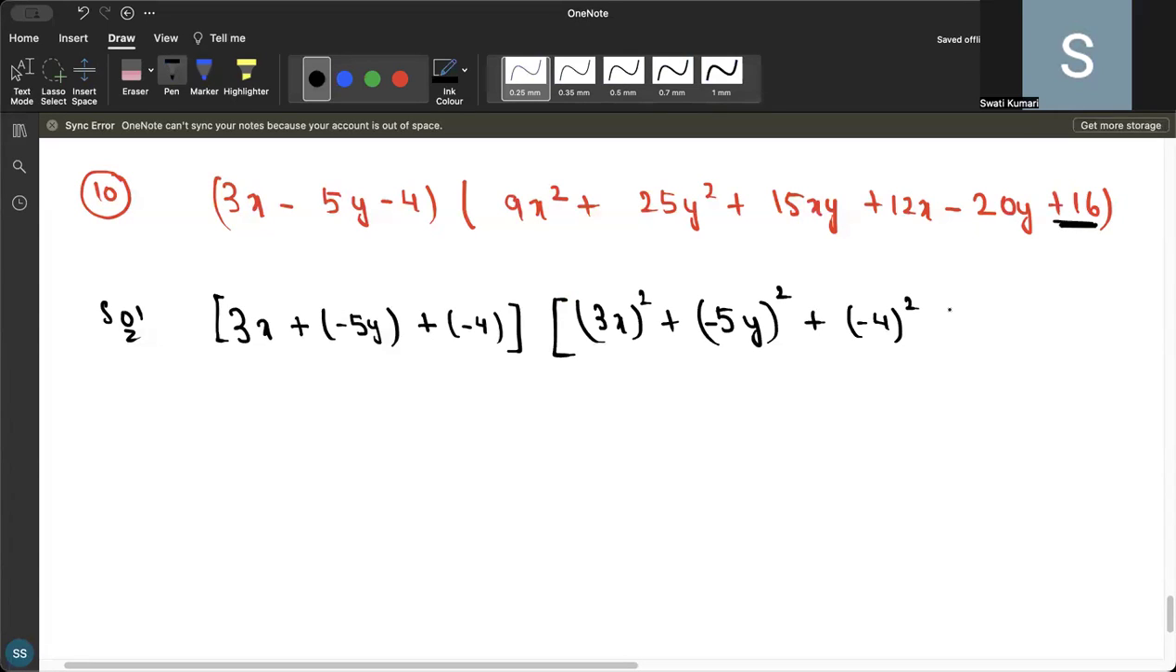Okay. Now, this is a square plus b square plus c square. So plus 2 into a, that means 3x, into b, that means minus 5y, plus 2bc, that means 2 times minus 5y into minus 4. And that is why you can see that we have this term, which is 2 times 5, 10, and 10 times 4, 40. 10, yes, but we are getting here minus 20y.